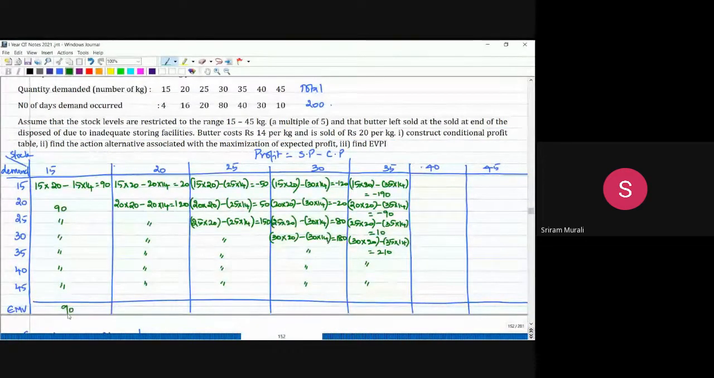This will be 90. This will be 105.7 average. It is 107.14. 94.28. Just check. 67.14.